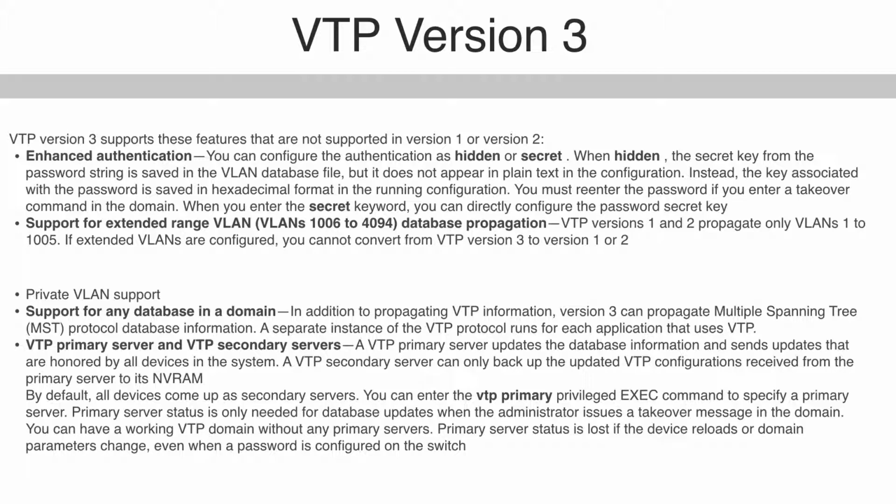Support for extended range VLAN, VLANs 1006 to 4094. Database propagation. VTP versions 1 and 2 propagate only VLANs 1 to 1005. If extended VLANs are configured, you cannot convert from VTP version 3 to version 1 or 2. Note: VTP pruning still applies only to VLANs 1 to 1005, and VLANs 1002 to 1005 are still reserved and cannot be modified.